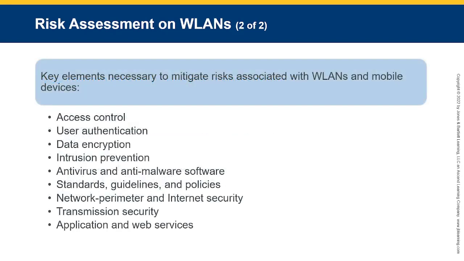Some of the key elements necessary to mitigate risk are access control, user authentication, data encryption, intrusion prevention, antivirus and malware software, standards, guidelines, and policies, network perimeter, internet security, transmission security, and application web services.